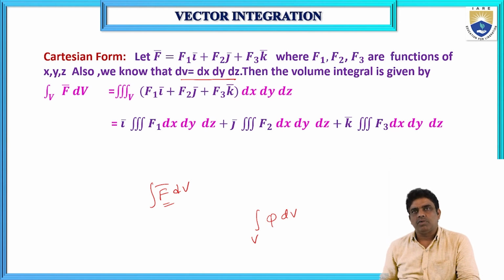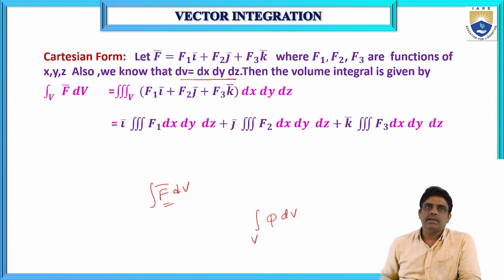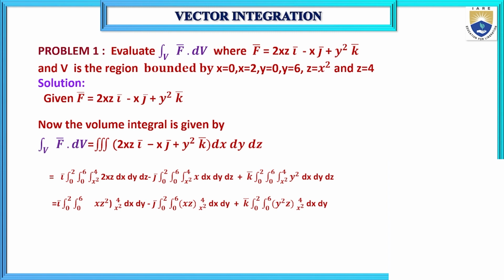Triple integral, or volume integral, means you have to calculate the integral of F bar dV. F bar is the given vector point function, and dV can be denoted by dx dy dz. Now we have to take the integration along the x-axis, y-axis, and z-axis, as we can see in the next slide.